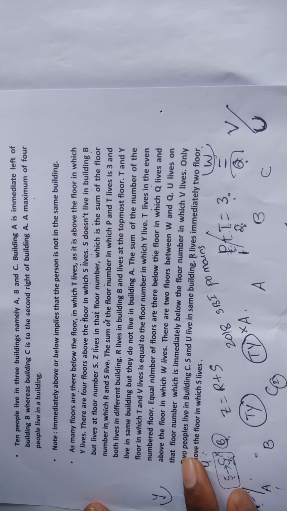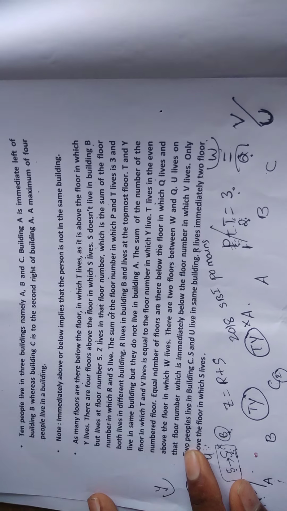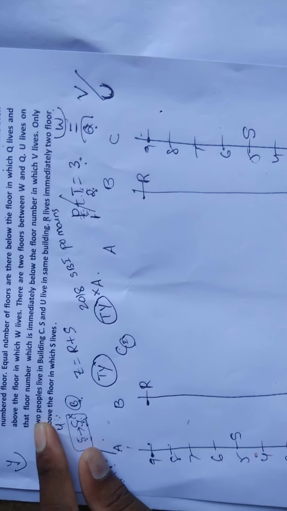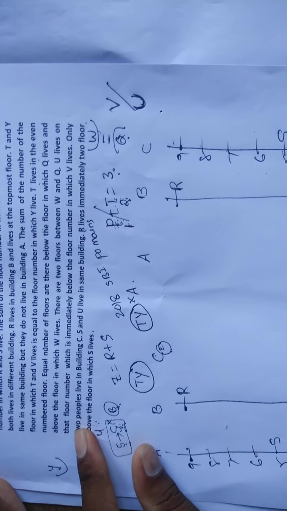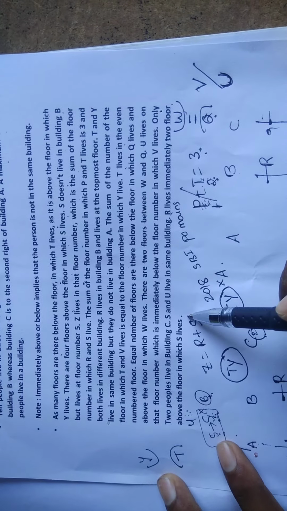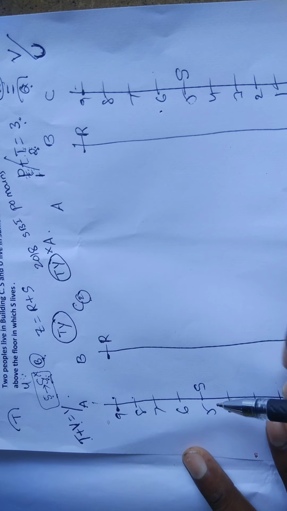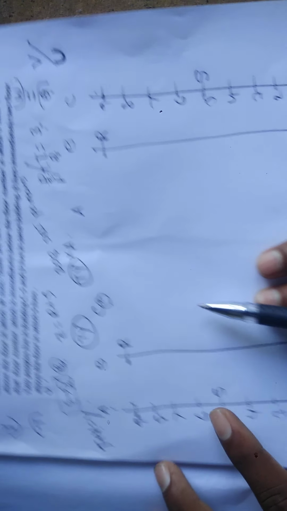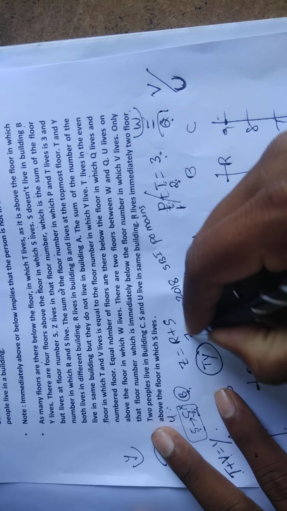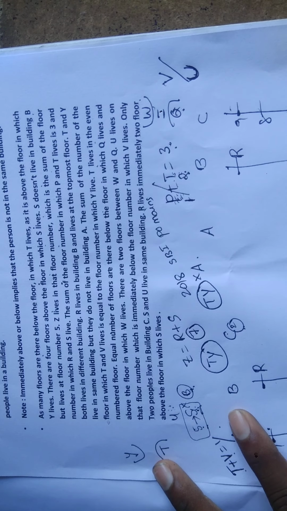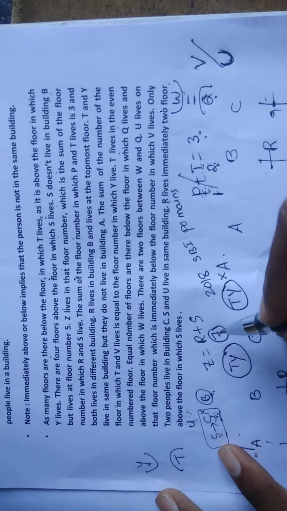Friends, here S lives on the 5th floor. Now the mentioned one is what? R lives immediately 2 floors above S. See here, S is on the 5th floor, and R is 2 floors above S. We know already S lives on the 5th floor. Immediately 2 floors above means R lives on the 7th floor. Friends, remember S is on the 5th floor, but R is immediately 2 floors above S. That means now R is on the 7th floor.